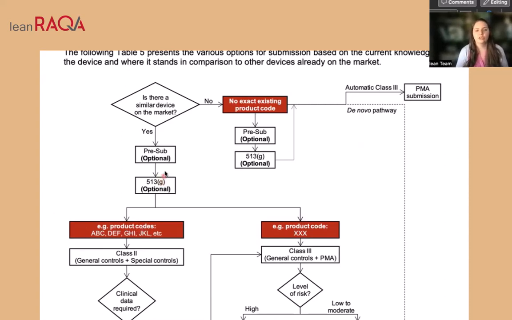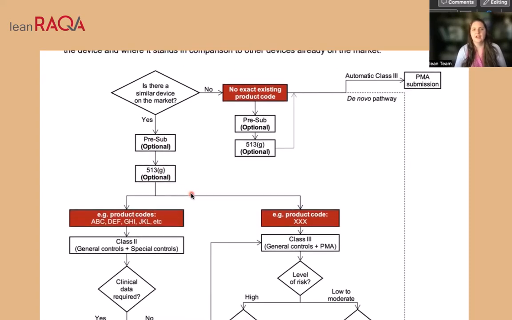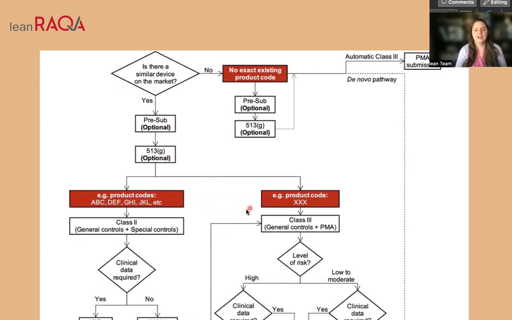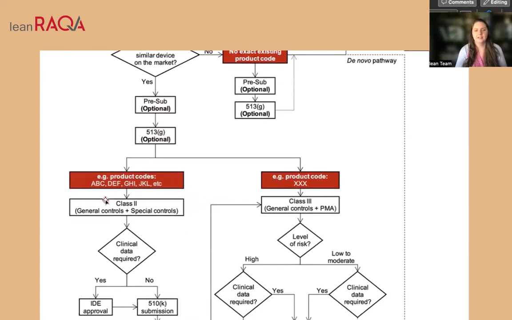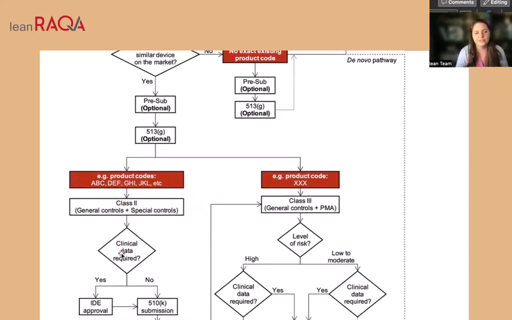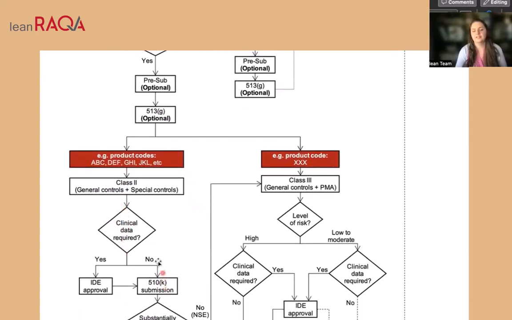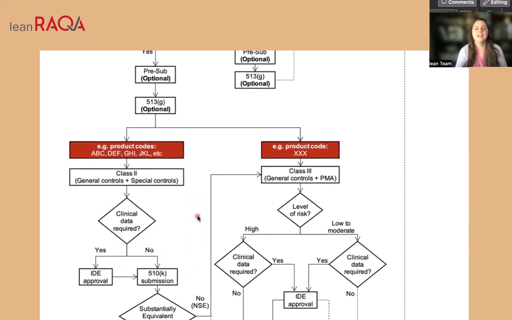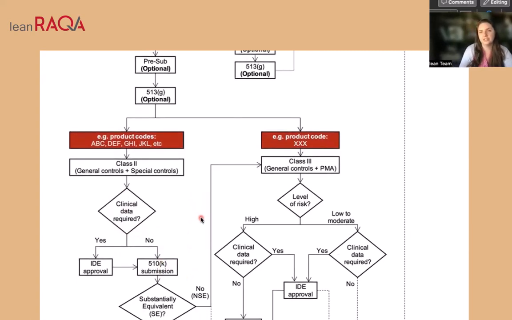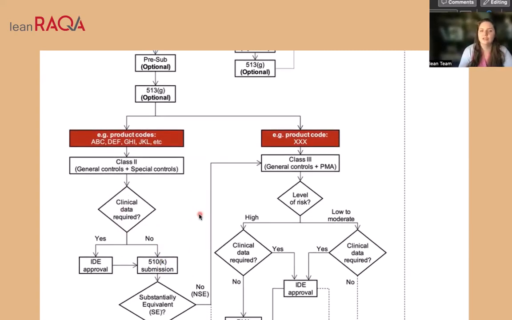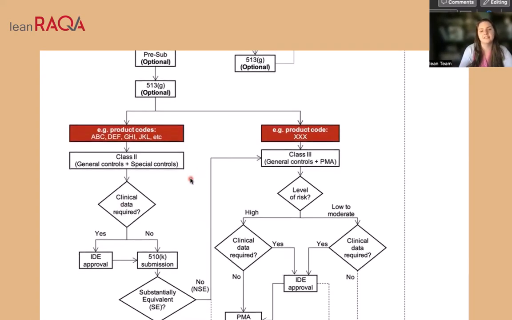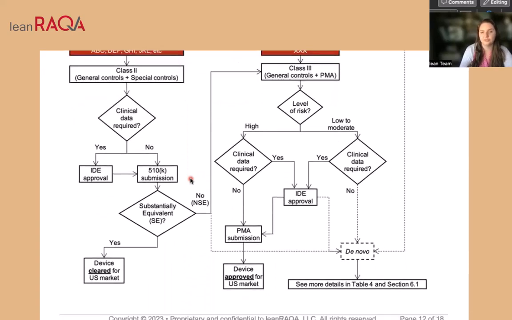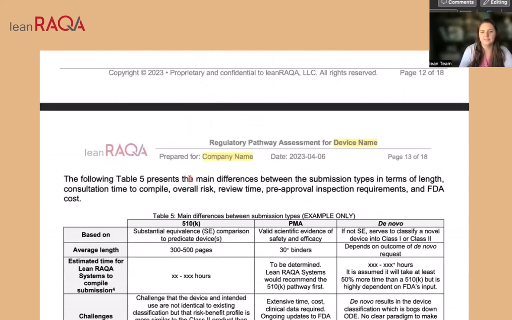You can do a pre-submission, you can do a 513G. Do you have specific product codes? Does your product code require clinical data? Can you go right to 510K? Basically, this flowchart is here to help direct you in the way you can see all the different things you might need to consider or do for a US commercialization strategy.